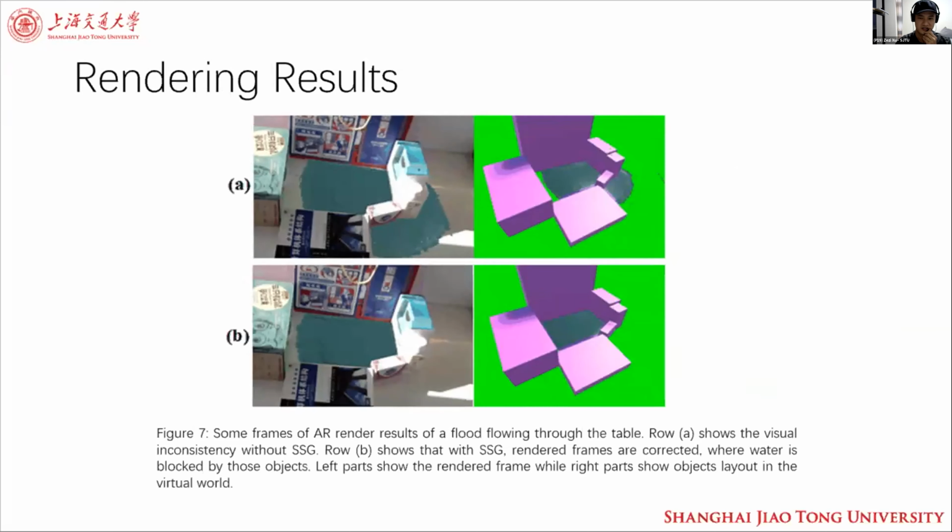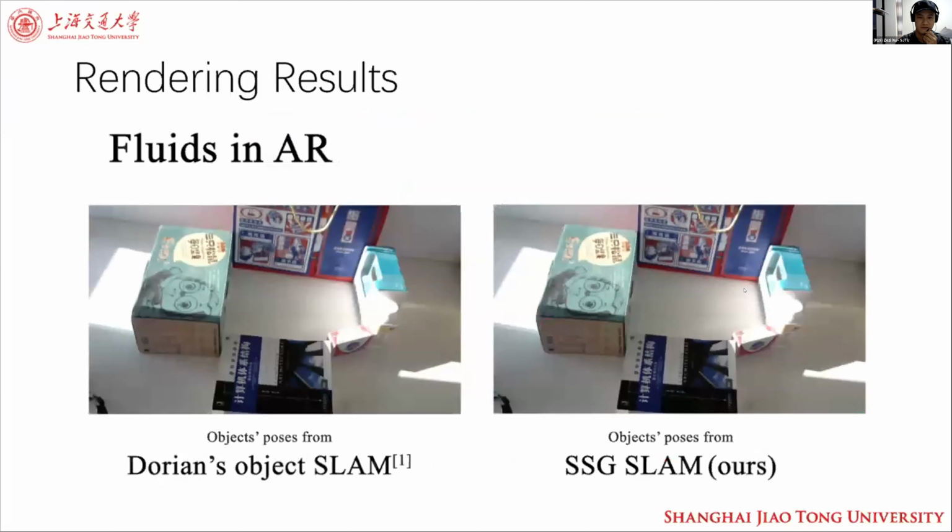And we also have a visual qualitative evaluation. For AR applications, the collision between virtual and real objects could be wrongly detected with bad estimation, which causes inconsistency. Figure 7 shows that. And then let's come back to the demo.